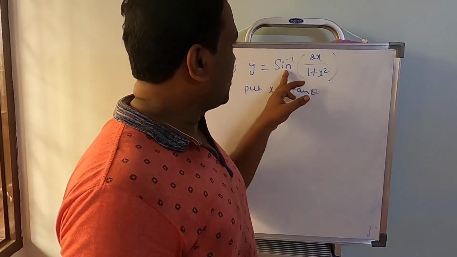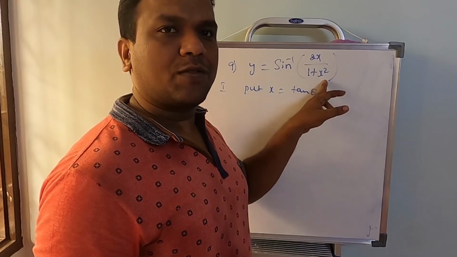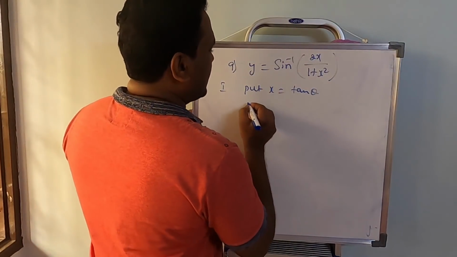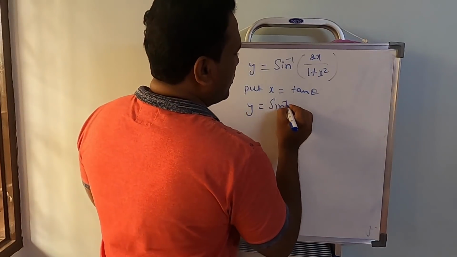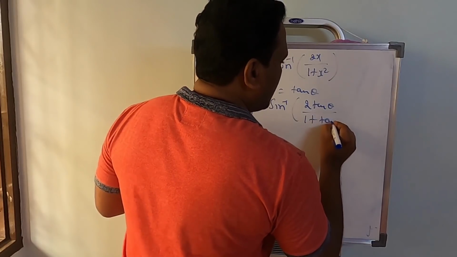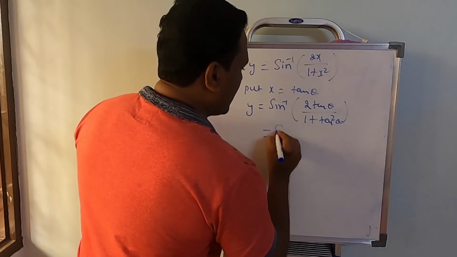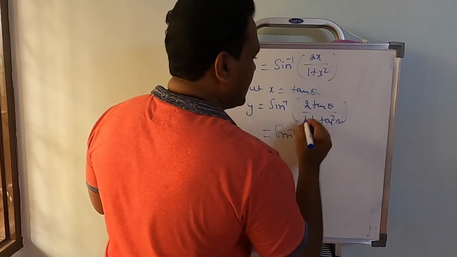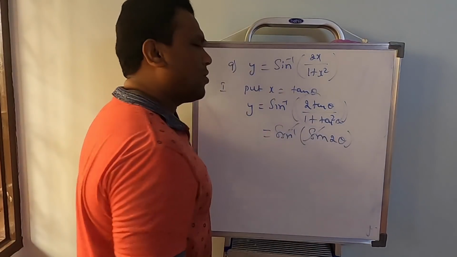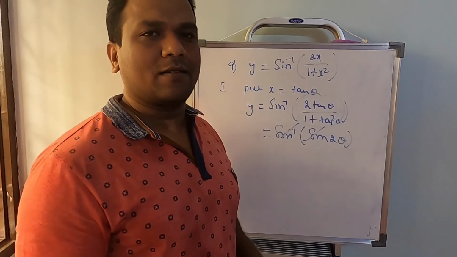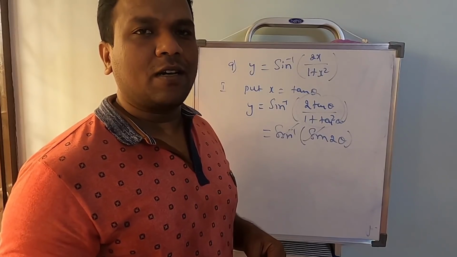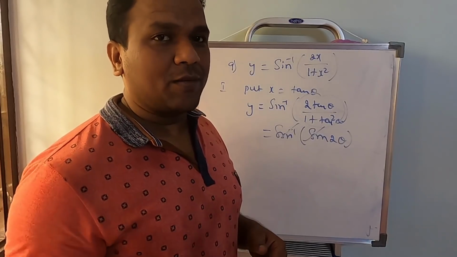Whenever you get an inverse function, try to convert this in terms of sine with a suitable substitution and then solve it. So if I put x equal to tan theta, y will be equal to sine inverse of 2 tan theta by 1 plus tan square theta, and whatever is there is nothing but the formula of sin 2 theta. Without trigonometry, we cannot solve calculus. We cannot solve most of the problems in differentiation and none of the problems in integration, remember.